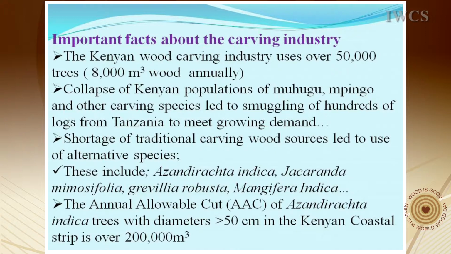And such shortage led those people, the wood carvers, to look for other sources, alternative species. Those alternative species included Azadirachta indica, Jacaranda, Grevillea robusta, Mangifera indica, and my Albizia. Albizia maracophyra is another alternative species which is being used by the local people.